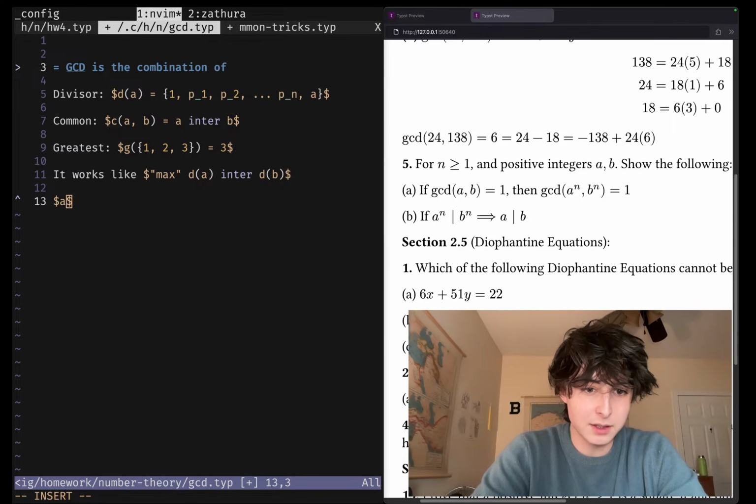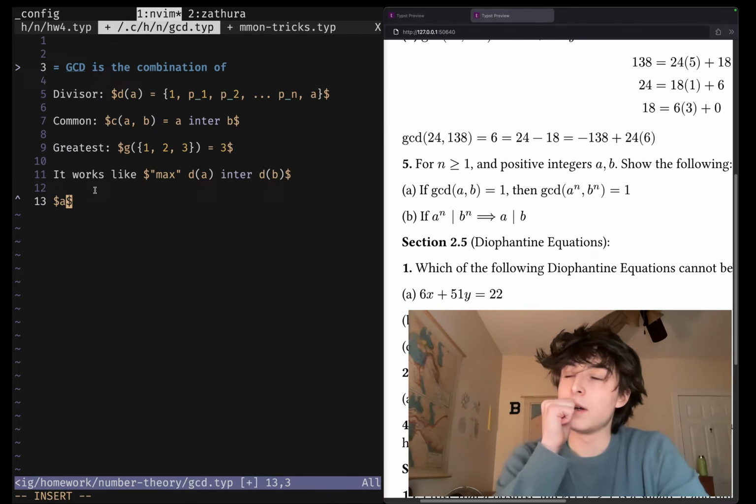Yeah, that's exactly it. The nice thing is the Euclidean algorithm gives you a ridiculously fast algorithm to compute it without calculating all divisors. Yes.